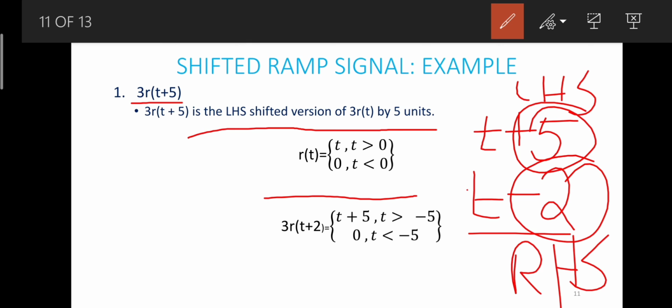And 3 into r of t plus 2 is, here it is t plus 5. It is wrongly written as 2, it is t plus 5. That is, putting t equal to t plus 5, we get the equation t plus 5 for t greater than minus 5 and 0 for t less than minus 5. So let's draw the graph.